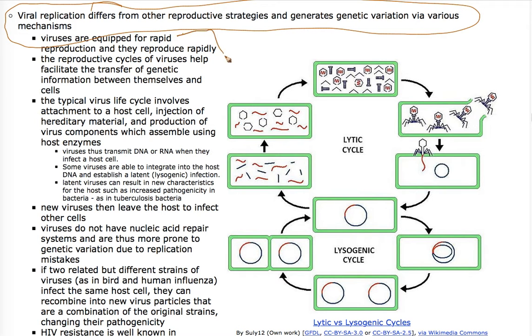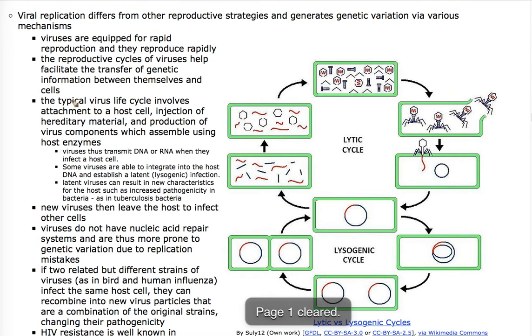Viruses are designed for rapid reproduction. Basically, the reproductive cycle of a virus helps to make sure that genetic information gets transferred from them to their offspring, if you want to call it that. But in so doing, they often mix their genes up with their cellular hosts, and that can create interesting situations in terms of genetic variety.